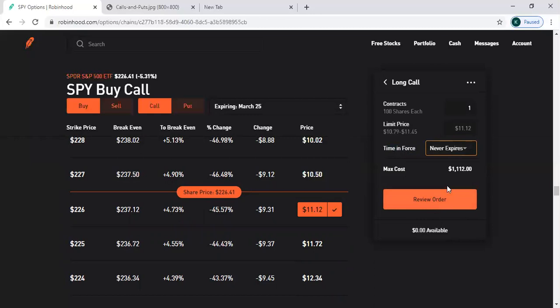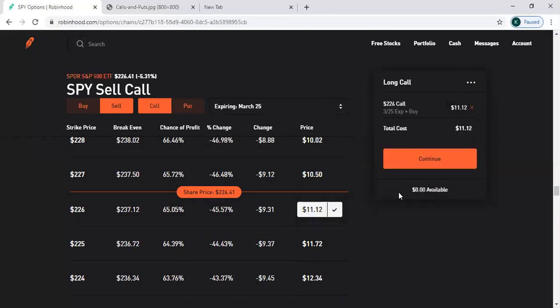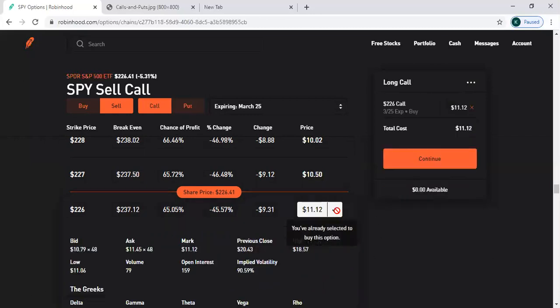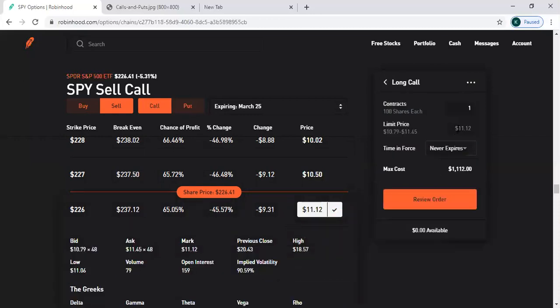Once you hit review order, you're going to go back over here to hit sell, and you're going to keep it at call because you put a call in. And right here, normally it's going to show you that same plus button. Once you hit the plus button, same deal, you're going to hit continue, one contract because that's what you bought, and then you're just going to hit sell right there. So that's how you place options for calls.